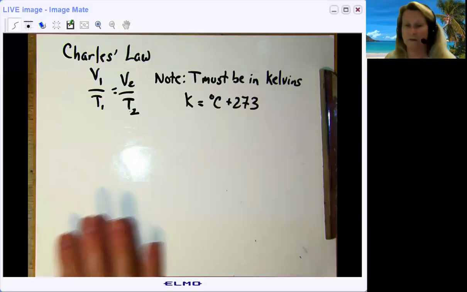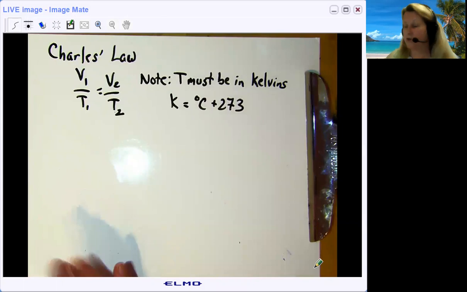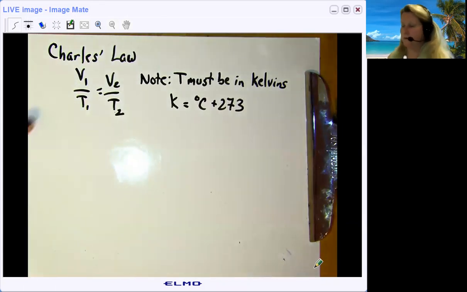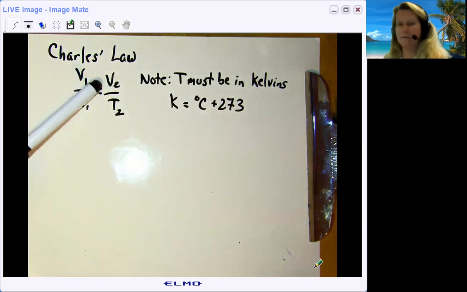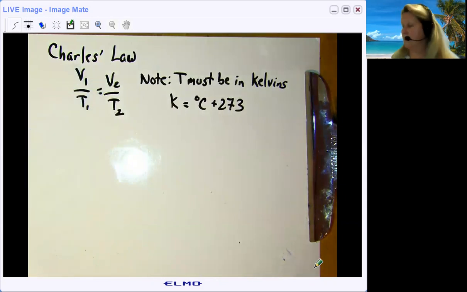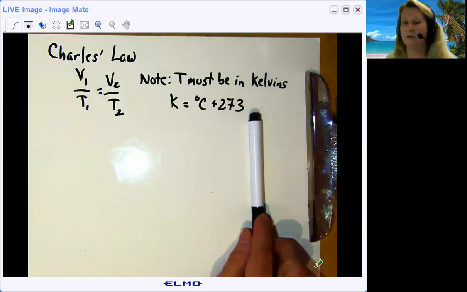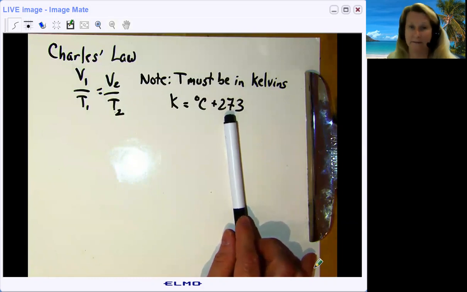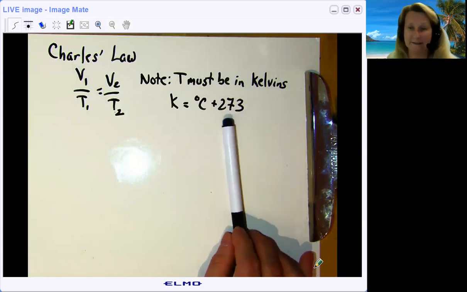Okay, so I'm going to share my screen again, and we're going to go through a calculation using Charles's law. Charles's law is the initial volume over the initial temperature equals the final volume over the final temperature. But there's a real important note we need to be aware of when we're dealing with temperature and Charles's law, and that is that when you're plugging your temperatures in, temperatures always must be in Kelvins, not in Celsius.